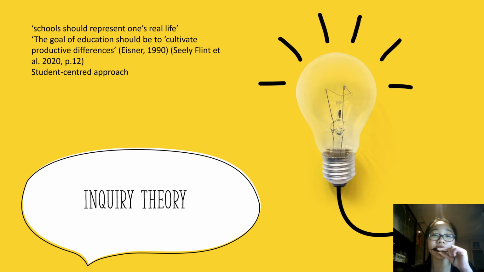I chose the inquiry theory in order to help my students learn this lesson. It is because school should represent one's real life, and this is real life, when students learn about all the emotions and learn about the words that describe them. So in real life, there are a lot of people feeling sadness, feeling blue, feeling happiness. They know how to use what they have learned in order to make interpretations of the world around them. And the goal of education should be to cultivate productive differences.